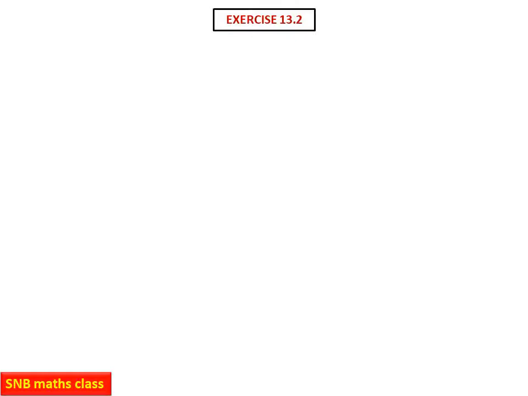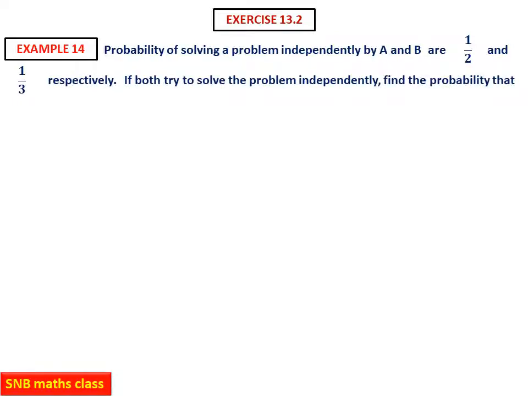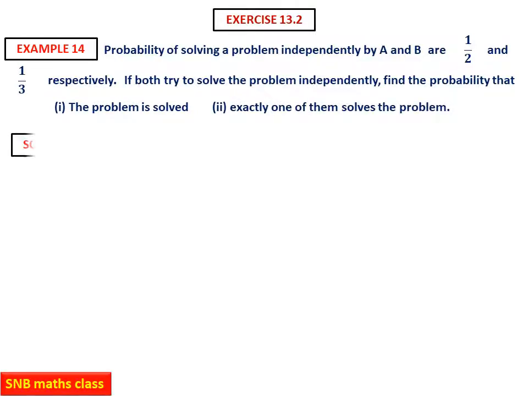Exercise 13.2. Today's first example, that is example number 14 in the exercise. The probabilities of solving a problem independently by A and B are 1 by 2 and 1 by 3 respectively. If both try to solve the problem independently, find the probability that first, the problem is solved. Second, exactly one of them solves the problem.